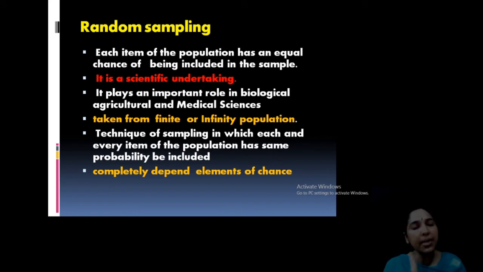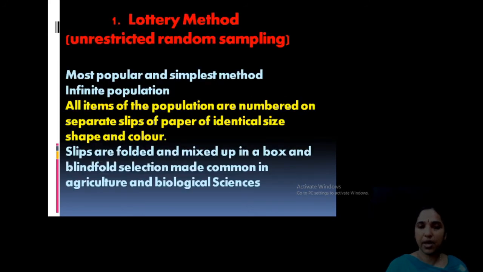And completely depends on the element of chance. That is what random sampling is. Okay, so I hope you got the idea of random sampling. Clear? Okay. Now, one important type of random sampling is the lottery method. You know what a lottery is? Actually, a lucky draw. Lottery method.